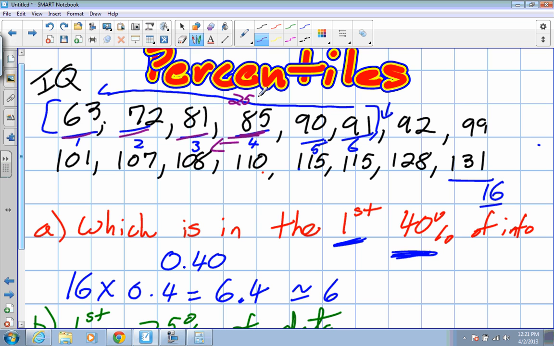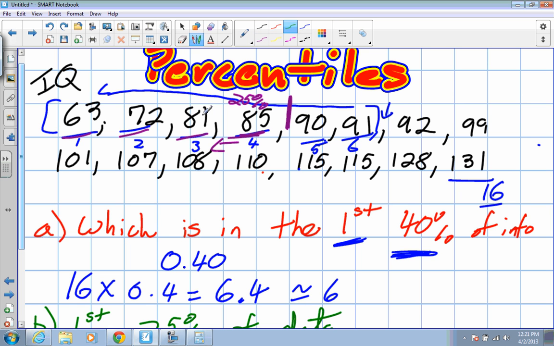Does that make sense from what we did with the quartiles in this information? Do you remember where it was split? It was split right in between here when we talked about the quartiles. So that makes perfect sense. We can find the percentage by just multiplying and counting these values.